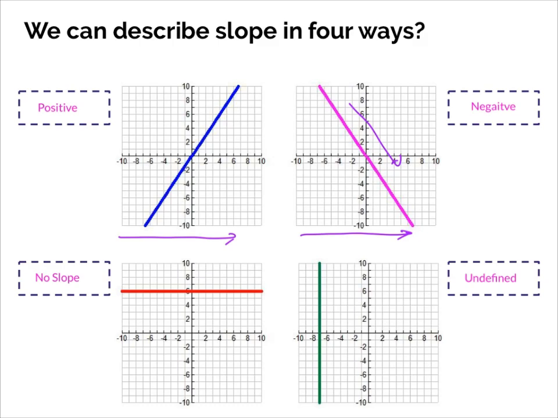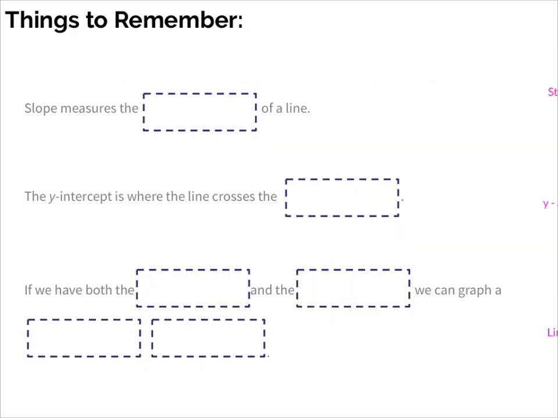Now let's take a look at a few things to remember. When we're talking about slope, with that line going up or down, how much it's going up or down by is known as the steepness. So slope measures the steepness of the line. The y-intercept is where the line crosses the y-axis. The y-axis is the axis that goes straight up and down. The y-intercept is where that line crosses that axis.